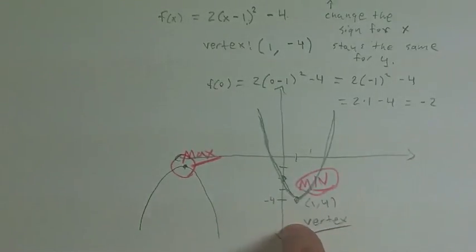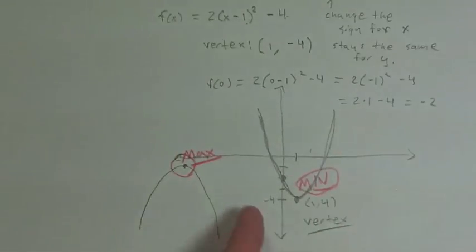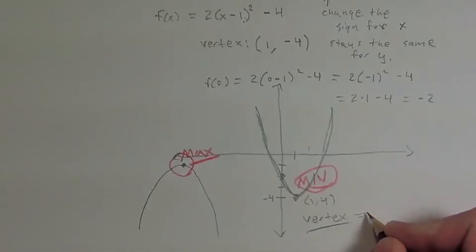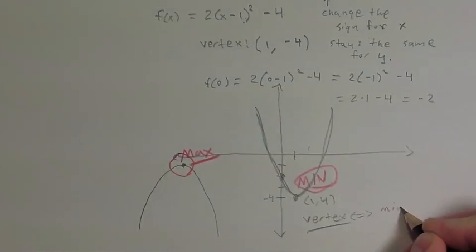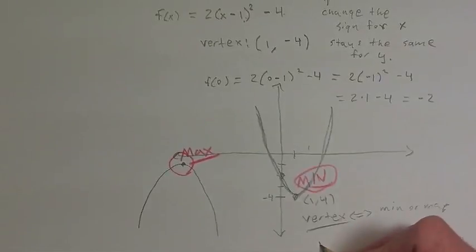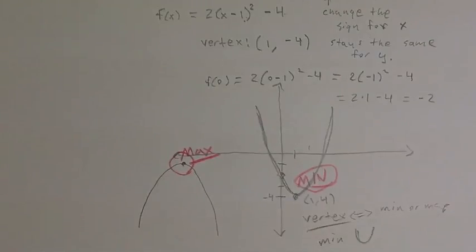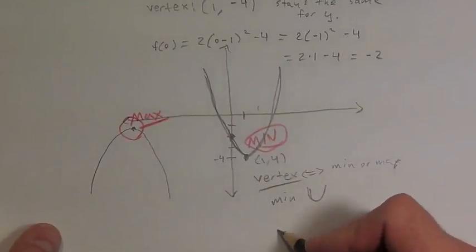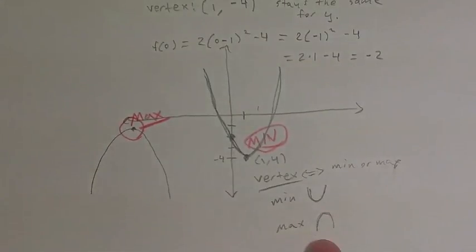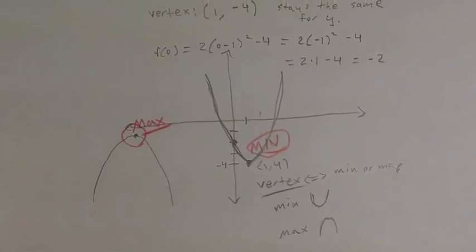So in this case, the vertex corresponds with the minimum value of the graph. So the vertex is also equivalent to the minimum of the graph. All right? So the vertex is equivalent to the min or max, depending on which one you have. And you get a min for a quadratic that opens upwards with a u, and you'll get a max with a quadratic that opens downwards with an upside down u.